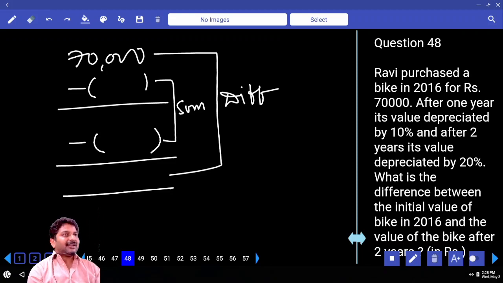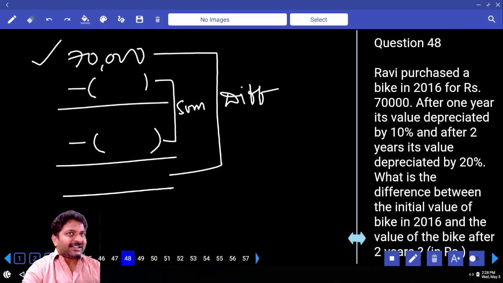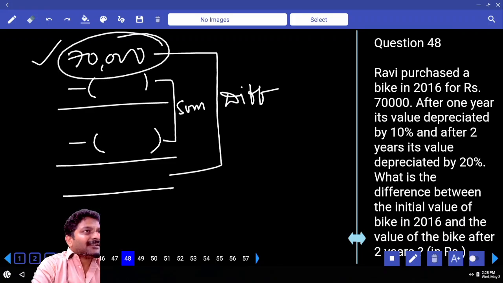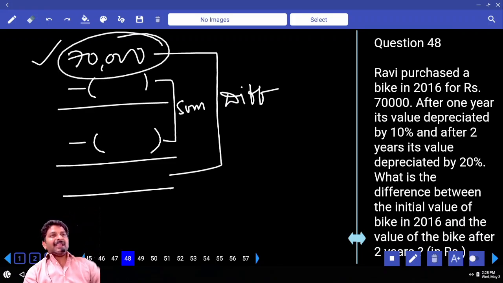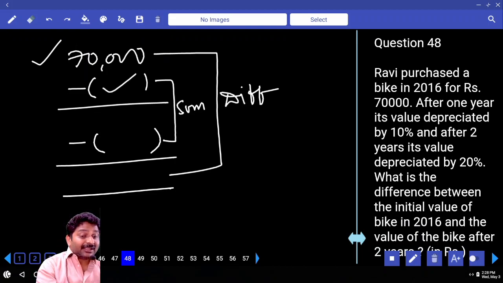Upon 70,000, what percentage you need to calculate? What percent you need to calculate? It is an integer only, is there a fraction? Come on, this is a 7 multiple, on a 7 multiple whatever percent you calculate, the answer must be a 7 multiple. That means the number that you get here is a 7 multiple.